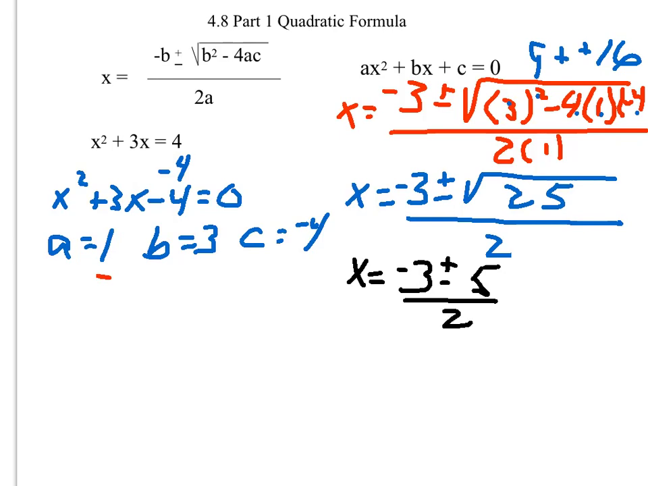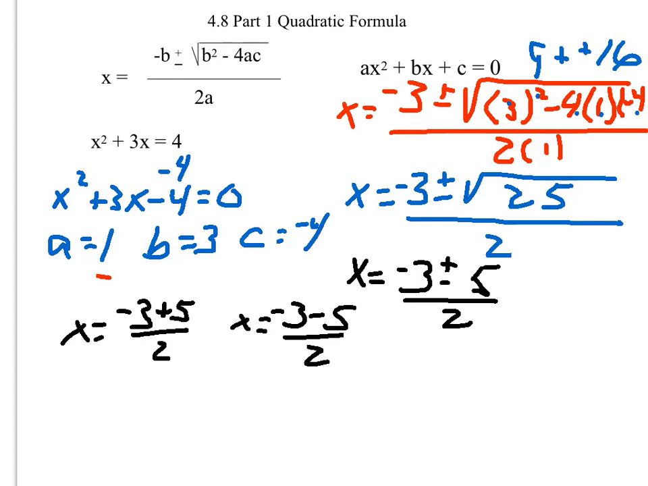So now we can come up with our two answers, which we should get with a quadratic that crosses an x-axis. Our two answers will be negative 3 plus 5 over 2, and x will equal negative 3 minus 5 over 2. So here we got negative 3 plus 5 is 2. 2 divided by 2 will be 1. And here, x equals negative 3 minus 5 will be negative 8. Negative 8 divided by 2 will be negative 4.